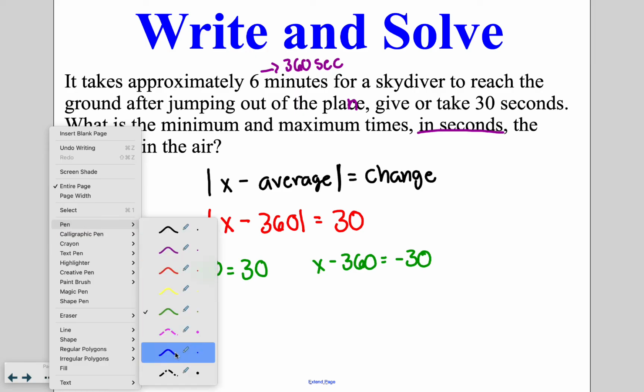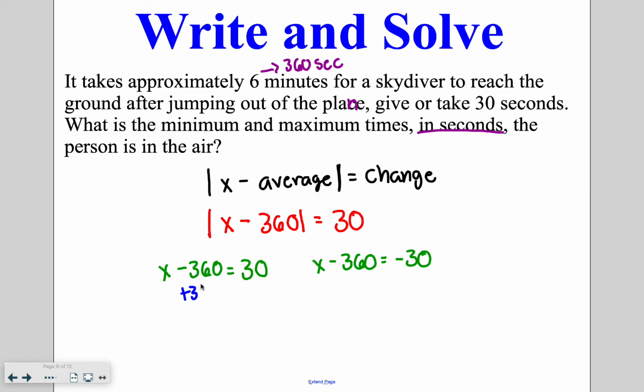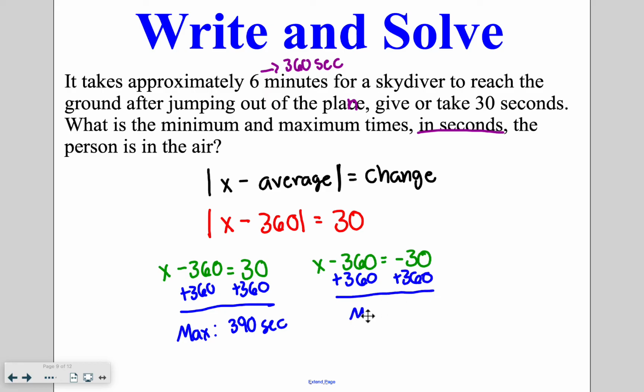I'm going to solve both cases the same way by adding 360 to both sides of the problem. In the first one, I'm going to get that my maximum is 390 seconds. And when I solve the second one, again by adding 360, I'm going to find out that my minimum is 330 seconds.